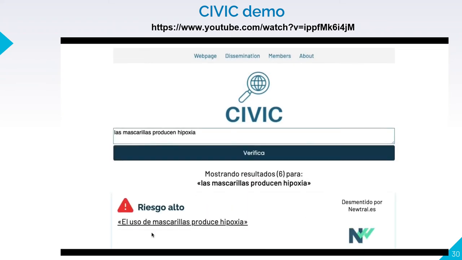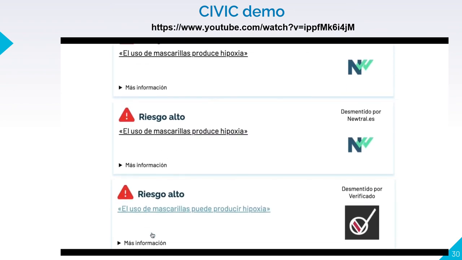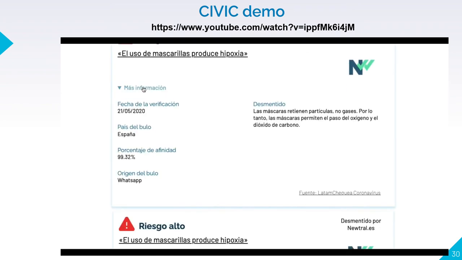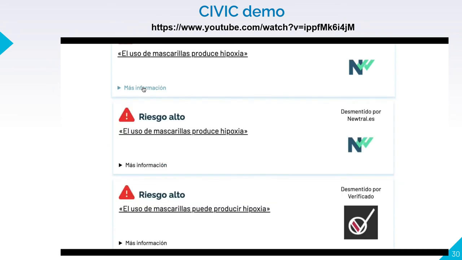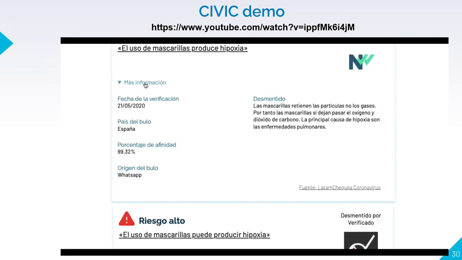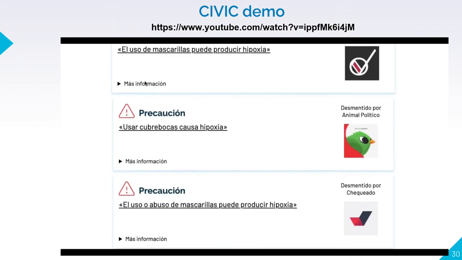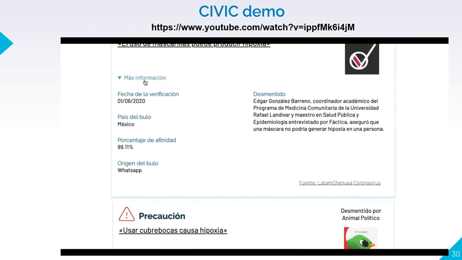This is a prototype tool for CIVIC. It is designed to detect and monitor the information inside a piece of text. To show how it works, we have chosen the sentence "masks produce hypoxia" as an example to try our app, given that this hoax has been massively spread during the COVID-19 pandemic.